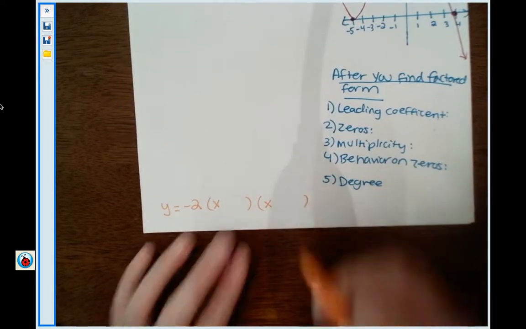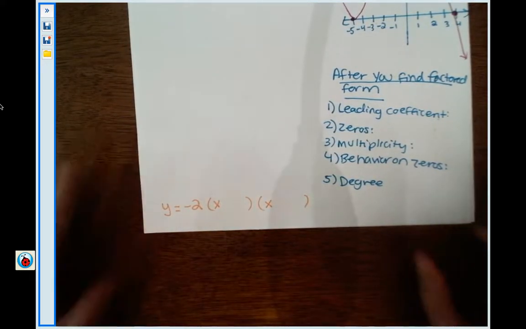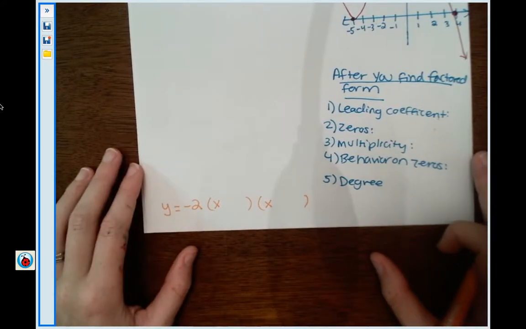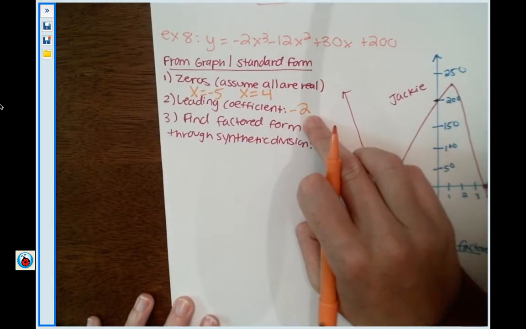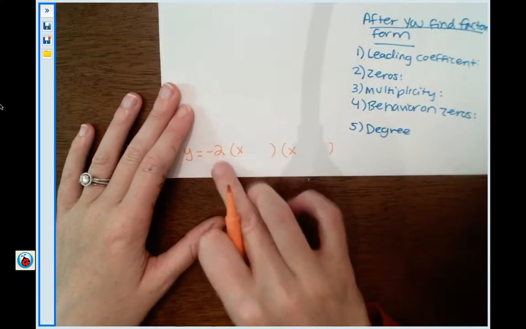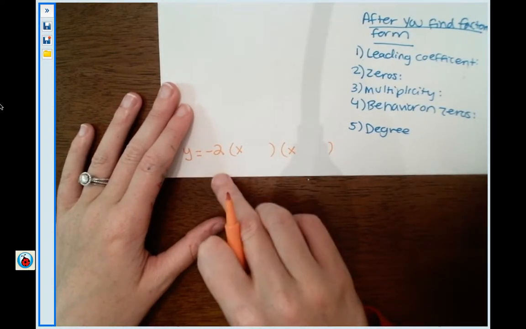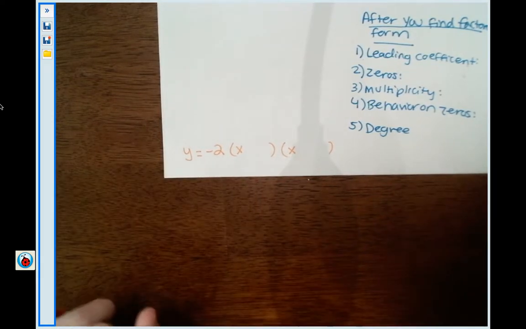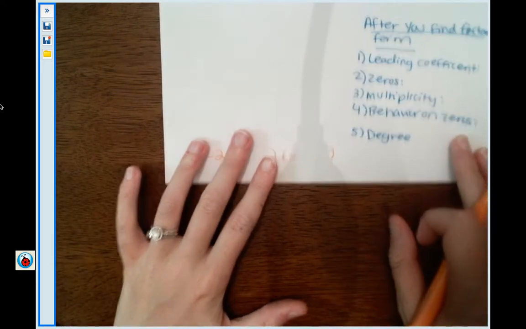Of some sort, and I'm going to put x's in there, because in factored form we always have x's in the parentheses. Right when you find your leading coefficient, I would go ahead and write up your final answer and put that at the very front so we don't forget about it. A lot of people forget about their leading coefficient, so be careful.